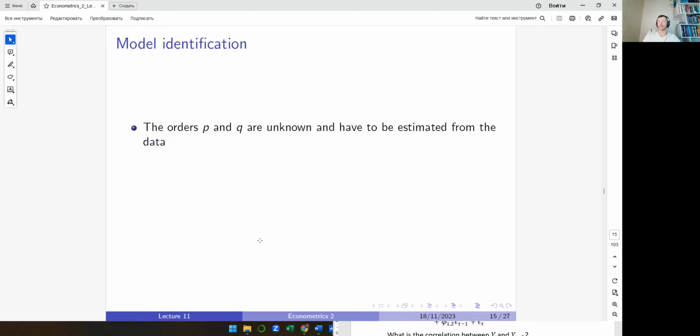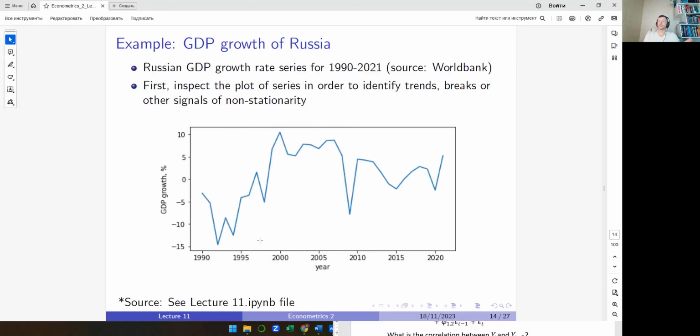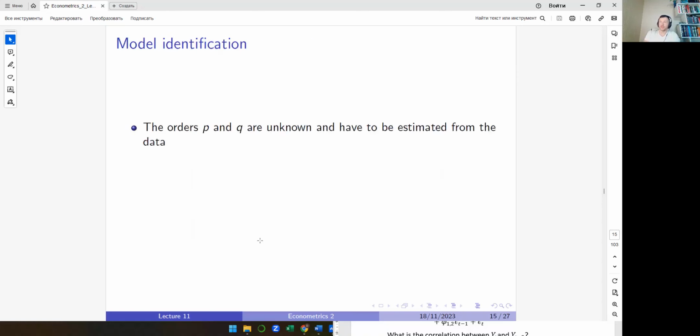Now, if we want to answer the question, what kind of model is this? AR, MA, ARMA, AR(1), AR(2), MA(1), MA(2). What is the model appropriate for working with this time series? This is the first important question. And if you want to understand the orders p and q, we have to estimate them from the data.